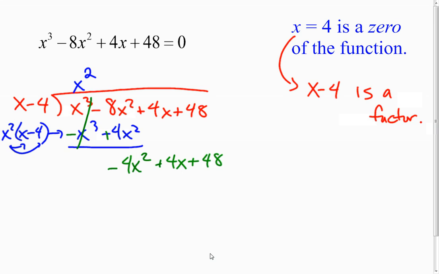So, again, what do I need to do? Because I want a negative 4 there, or negative 4x squared. So that means I have to go with negative 4x times x minus 4. So when I distribute this out, I'm going to get what I need. Negative 4x squared, and I'm going to get plus 16x.